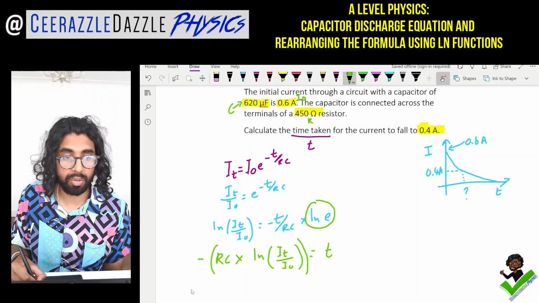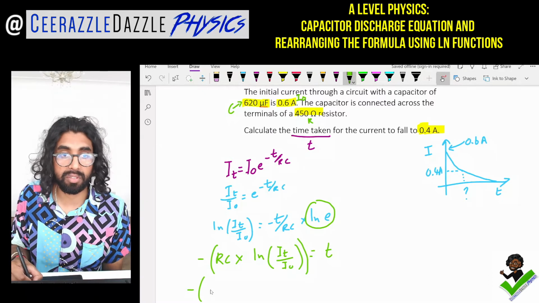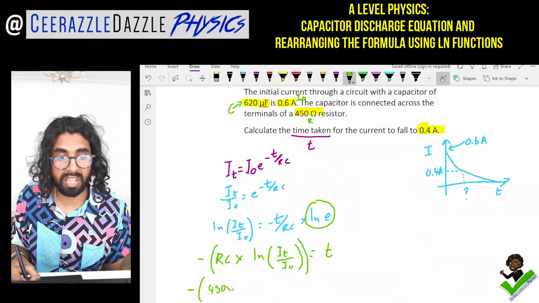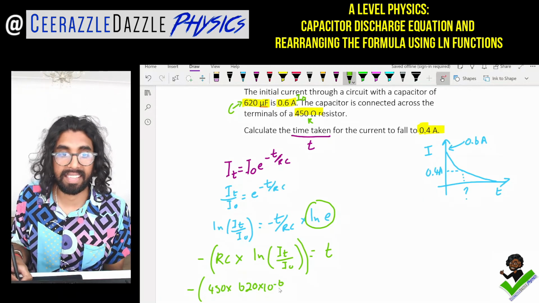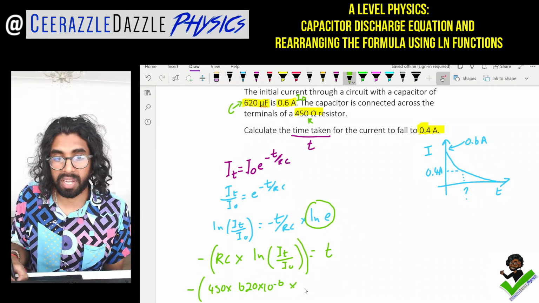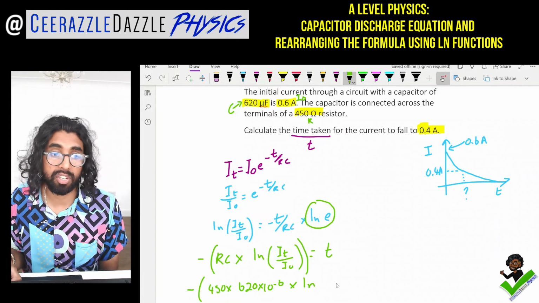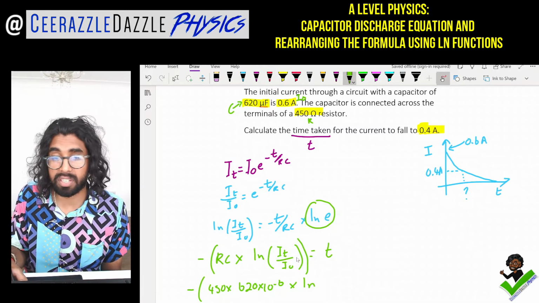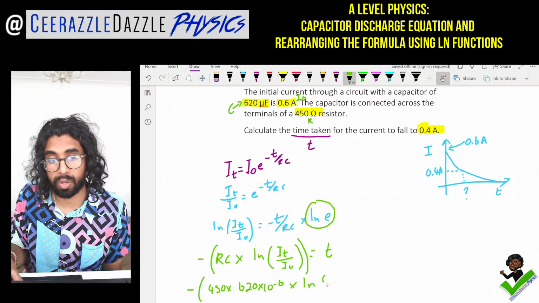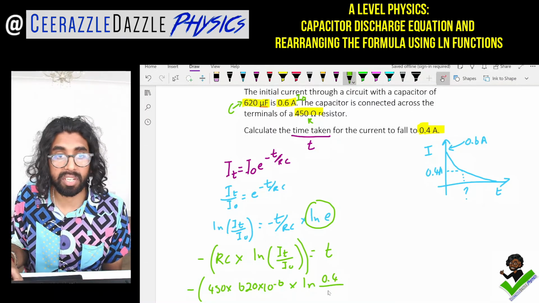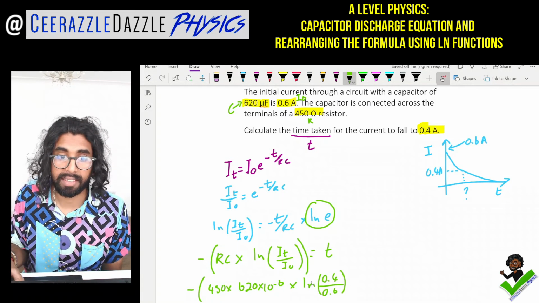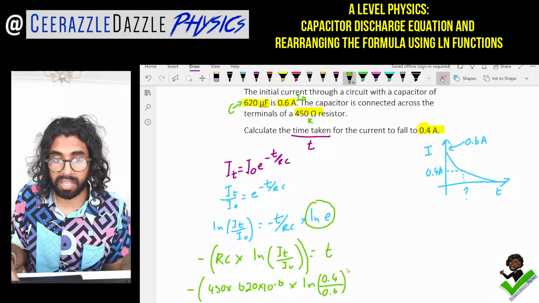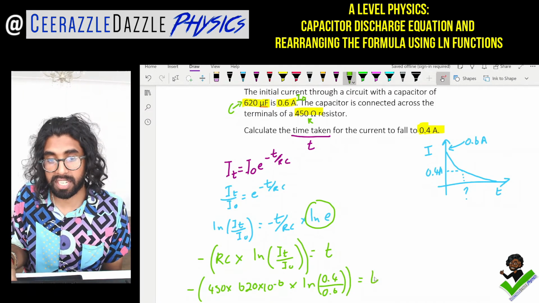So let's plug it in then. It's going to be minus open bracket the resistance, 450, times the capacitance. The capacitance is going to be 620 times 10 to the minus 6 microfarads, times ln of I_t, the current at that time, which is obviously 0.4, divided by the initial current, 0.6. And close the whole thing, and that'll be equal to t.